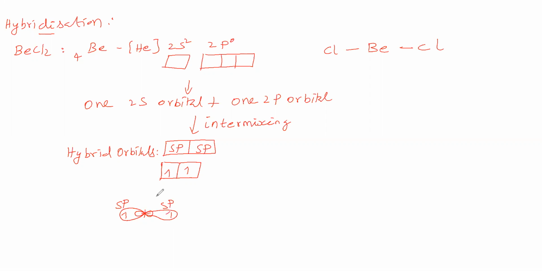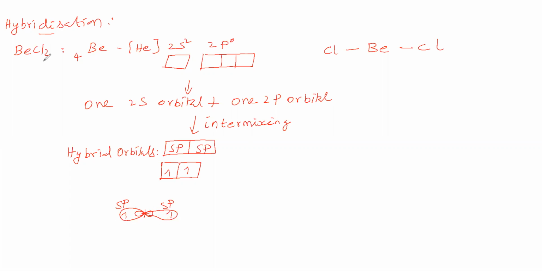Now, the two hybrid orbitals of beryllium orient at 180°, where repulsion is minimum and stability is maximum. The two hybrid orbitals of beryllium orient linearly. Therefore, the angle is 180°. Repulsion between these two is minimum, stability is maximum.